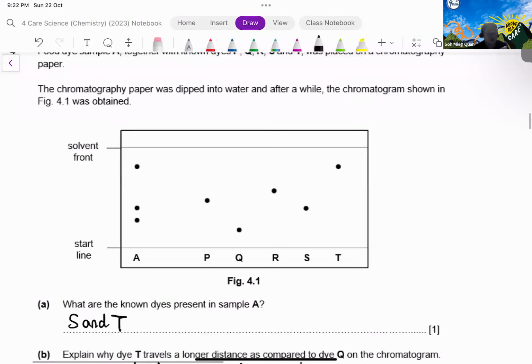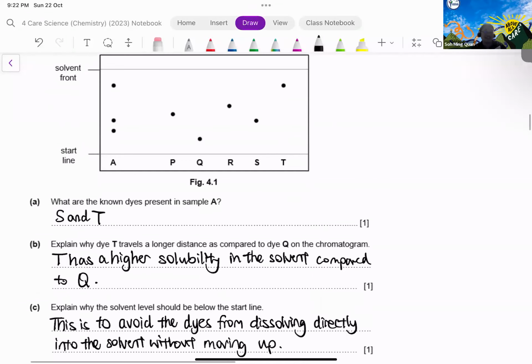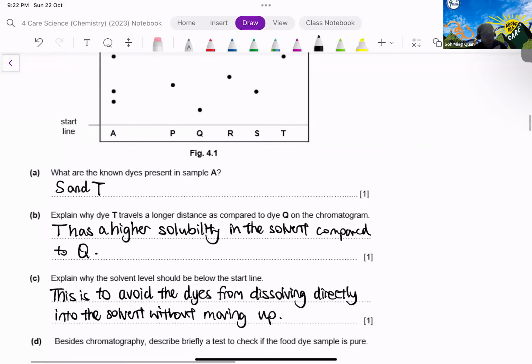Now, next question is about chromatography. I think most of you should be already very familiar with how to do chromatography, so I shan't harp on it. But let me just explain part C once more. It is very important during chromatography to ensure that the solvent level is below the start line. Meaning, if you dip the paper into the solvent, there should be little solvent, so that the solvent level is below the start line. And this is to avoid the dyes from dissolving directly into the solvent without moving up. Okay, so that's for part C.